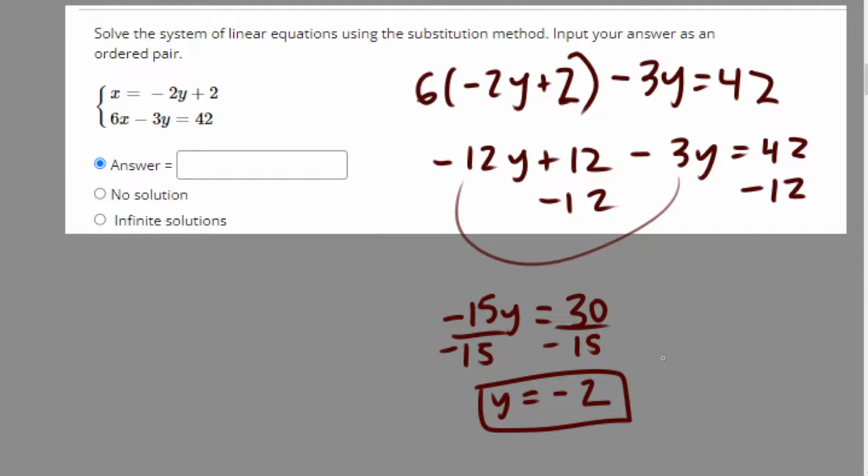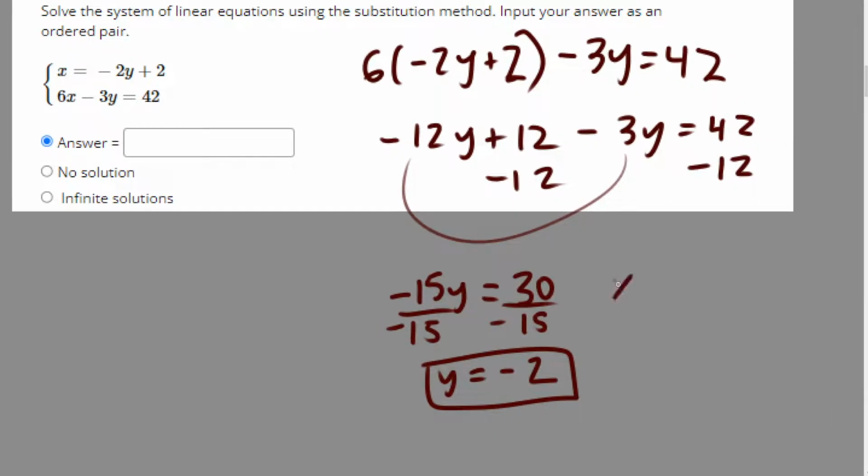Now we can go to our beginning and do x is equal to negative 2 times negative 2 plus 2. So that gives us x equals 4 plus 2, which is 6. So x equals 6.